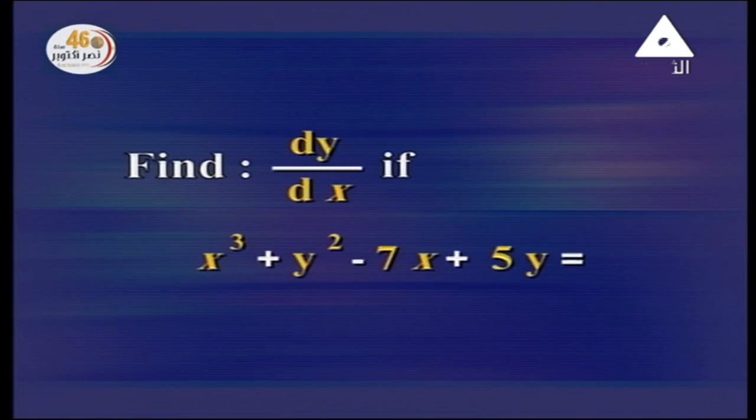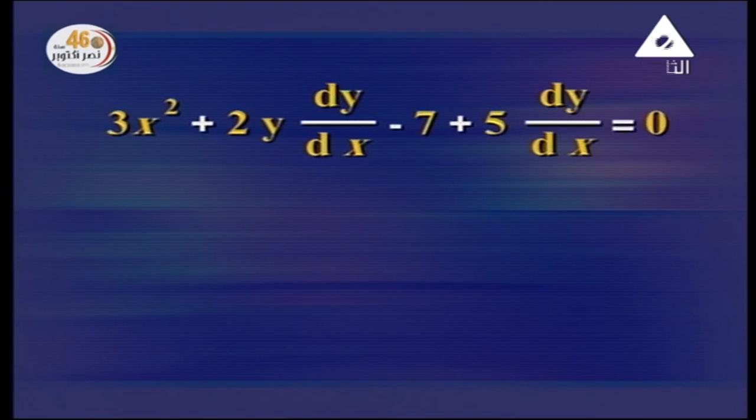Find dy over dx for x power 3 plus y power 2 minus 7x plus 5y equals 8. Look at my dear student. Solution. First, x power 3, its derivative is 3x power 2. Y power 2 gives 2y dy over dx. Negative 7x gives negative 7. 5y gives 5 dy over dx. The derivative of a constant equals 0.